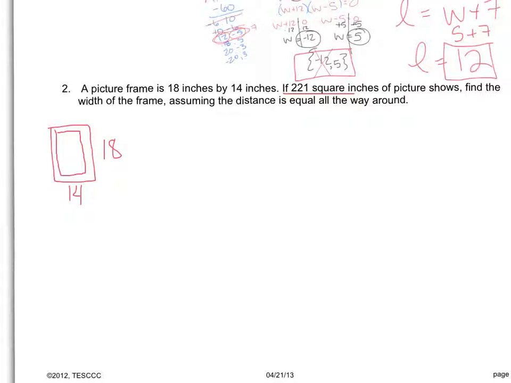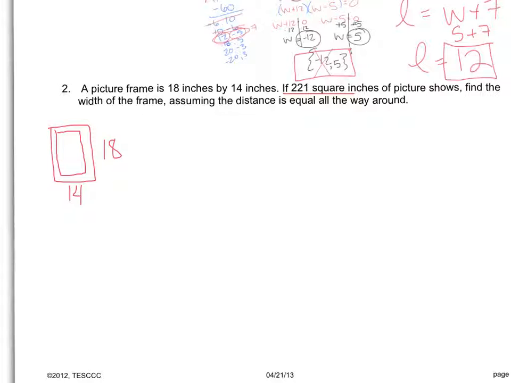So this outside edge we know is made out of wood or plastic or whatever the picture frame's made out of. So the actual picture frame distance that we're talking about, it told us 18 by 14, that's the outside edge. But the picture inside, we couldn't put a picture in there that's 18 by 14, because part of it would be blocked off by this outside. So it says if 221 square inches of the picture shows, find the width of the frame, assuming the distance is all the same all the way around.